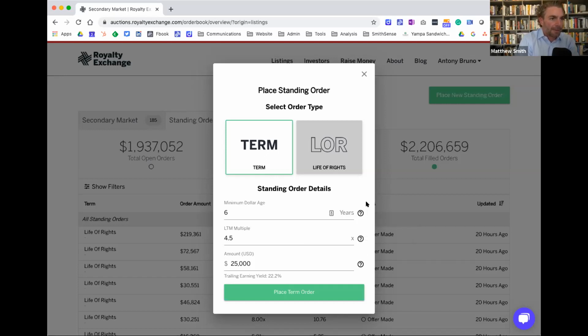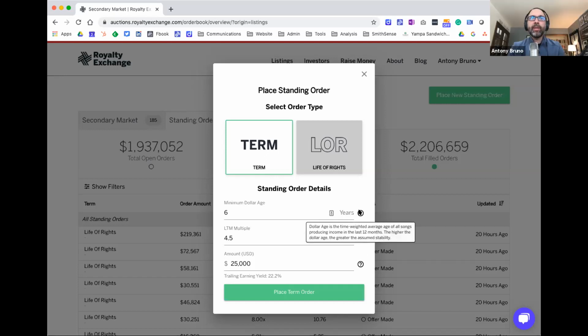Okay, and then lastly, I want to point out that we have these little question marks for each of these options, so you can take a look and get a better sense of what everything means if you forget and don't want to replay the entire webinar to remind you of what these options are. So there you go. That's how you basically place yourself a standing order.